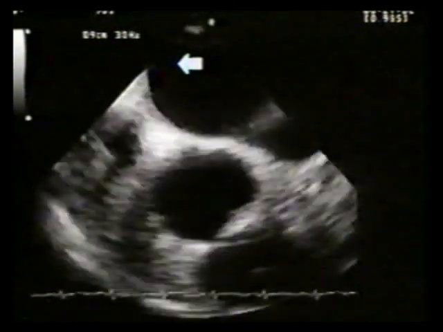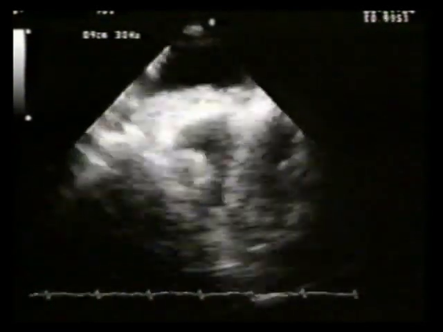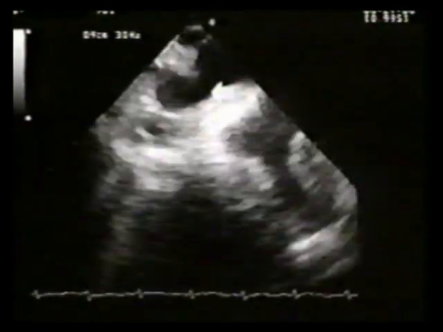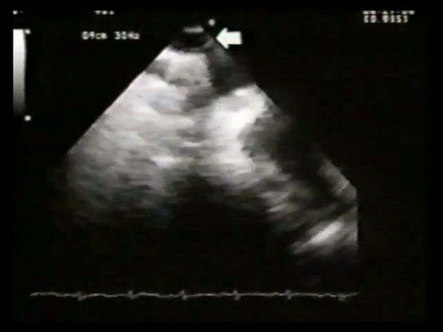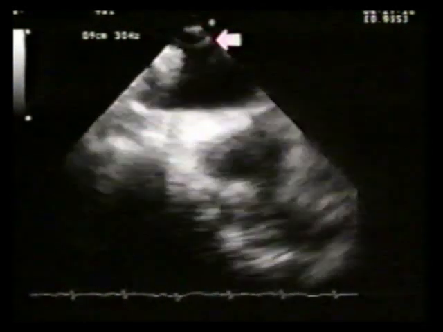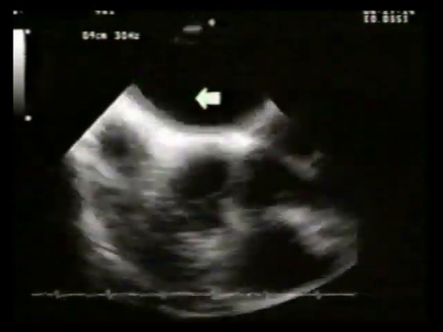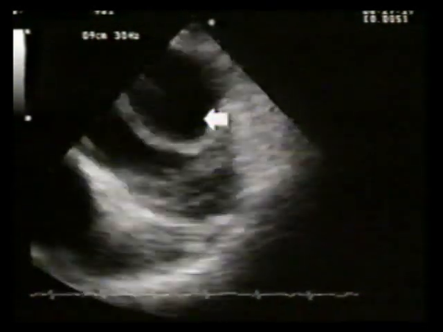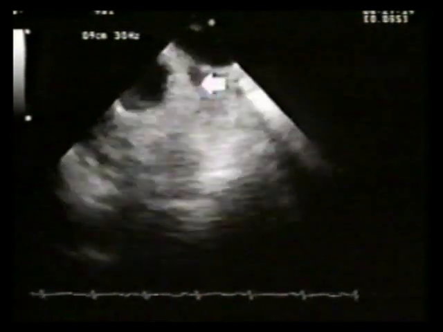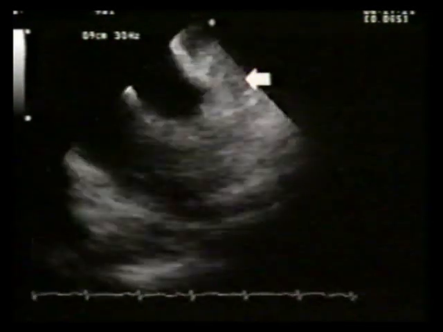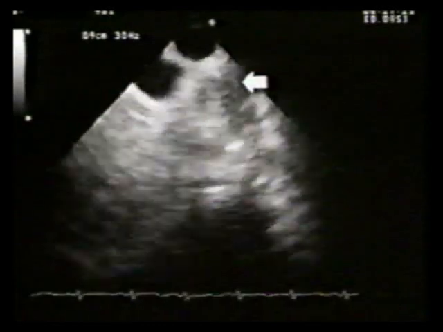Rotating the transducer rightward will demonstrate the right upper pulmonary vein. The scope is advanced to visualize the right lower pulmonary vein. Subsequent withdrawal and advancement will image upper and lower pulmonary vein. The scope is now being turned leftward to again image the left upper pulmonary vein.